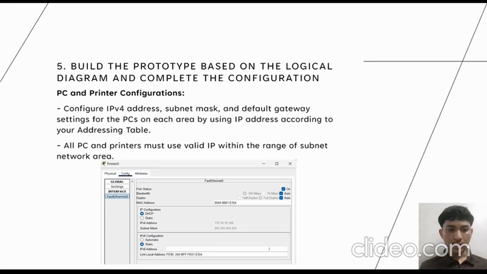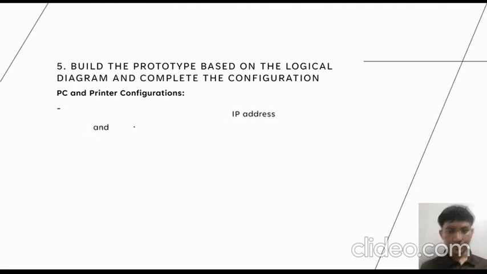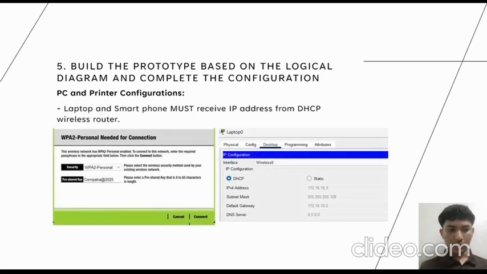So this slide explains how to configure IP addresses for all PCs and printers. Each device must be given a valid IP, subnet mask, and default gateway based on the addressing table. This step ensures every device in the network can communicate properly. This shows how a laptop and smartphone connect to the network using Wi-Fi. They receive the IP address automatically from the DHCP-enabled wireless router. The WPA2-PSK password, Cempaka Alliance 2025, secures the wireless connection.